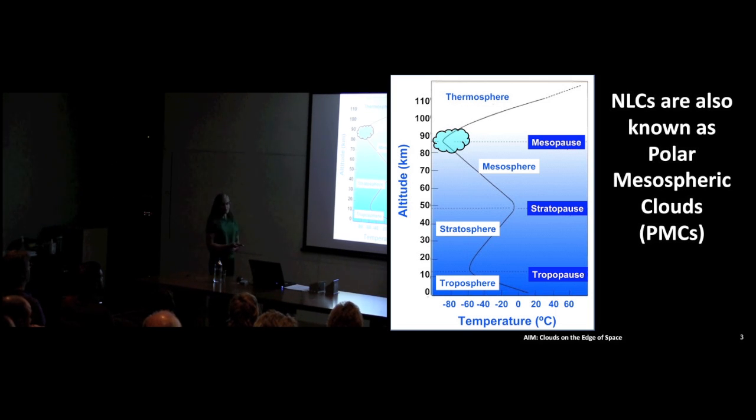NLCs are also known as polar mesospheric clouds, and that's how I will be referring to them throughout this talk. So polar mesospheric, so they are in the polar regions in the mesosphere. This gives you a plot of the temperature of the atmosphere versus altitude. You can see in the troposphere, the temperature, of course, gets colder as we go up in altitude. In the stratosphere, it gets warmer because ozone absorbs ultraviolet light and heats the atmosphere. Then in the mesosphere, the temperature drops again, and the polar mesospheric clouds form at the very coldest place in the mesosphere, near the mesopause, the top of the mesosphere. And they form in these areas where you have cold temperatures because it needs to be cold, of course, in order for water vapor to condense.